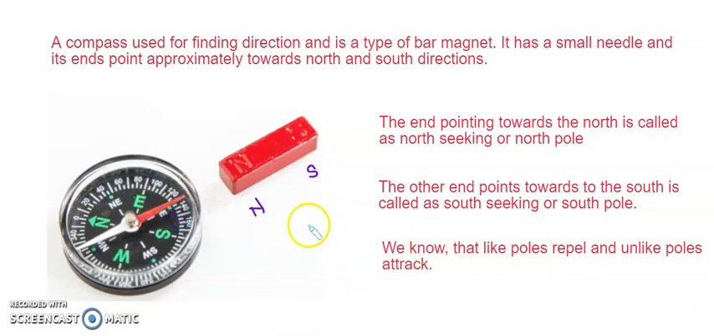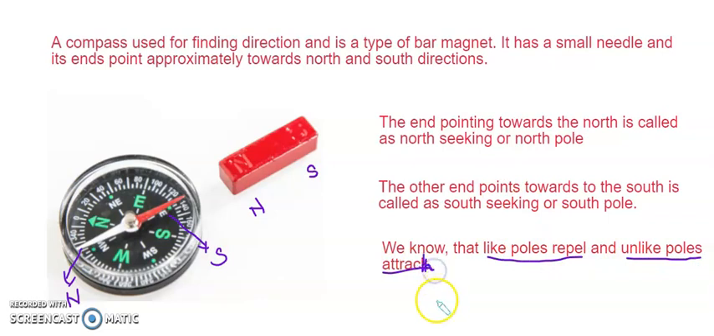Why? Because opposite poles attract, correct? And like poles repel. So if the red-colored end of the needle were north, it should be deflecting, but it is towards the north of the bar magnet, therefore it has to be the south pole. So the two important properties of a magnet are that it has two poles, like poles repel and unlike poles attract.